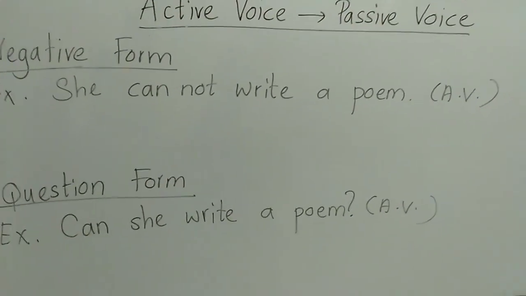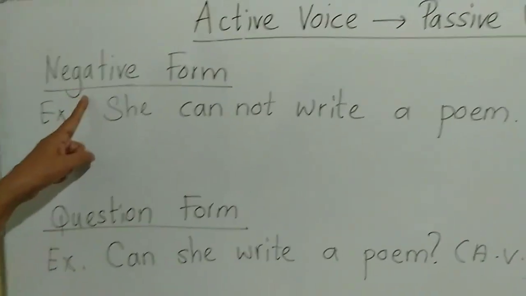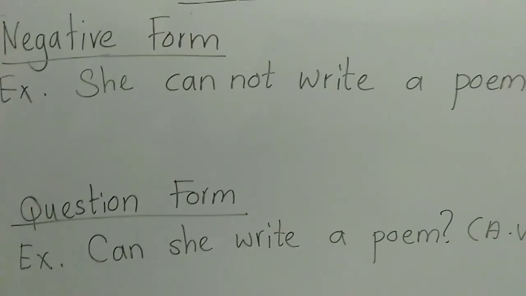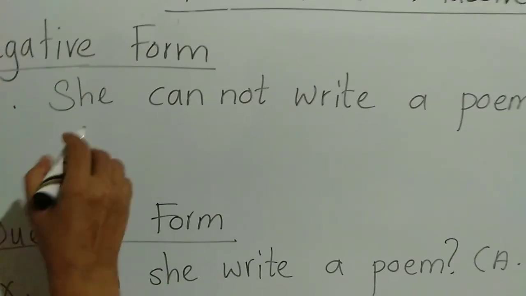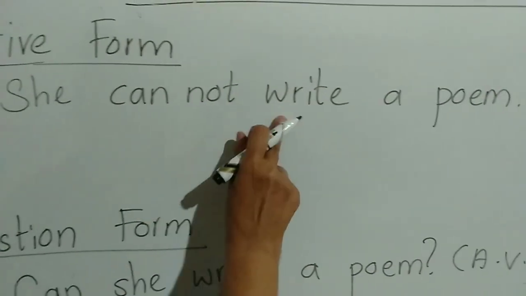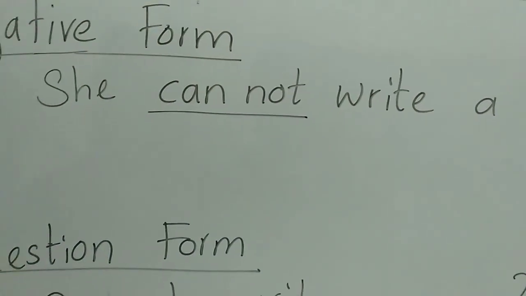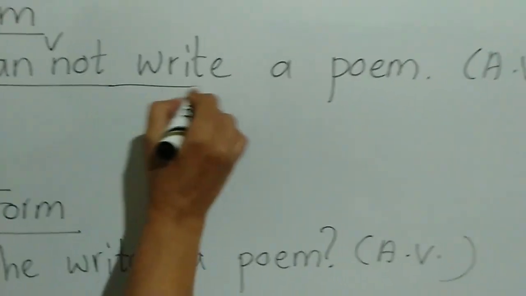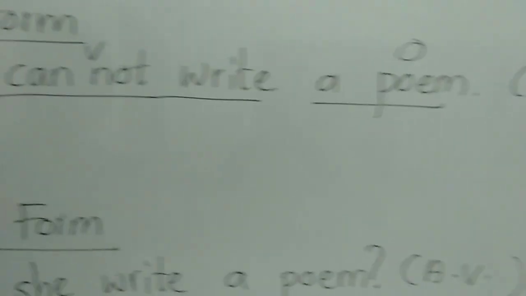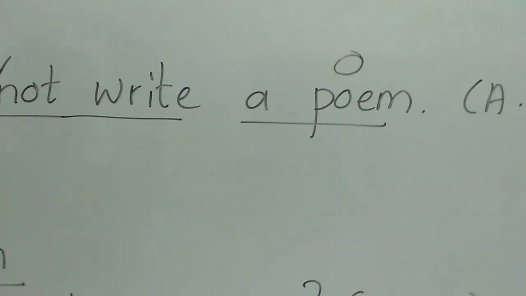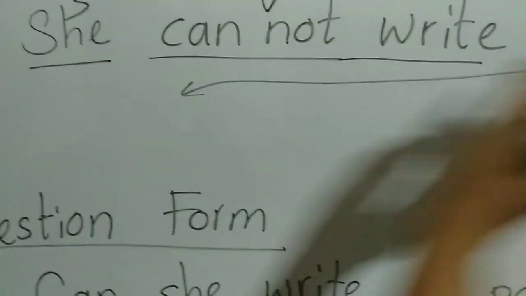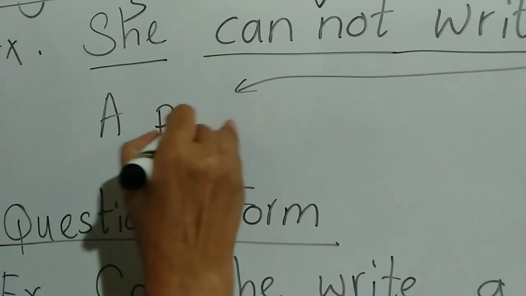Okay, let's move on to negative form of passive sentence. How the negative form is formed in passive. She cannot write a poem. Here negative form gives here subject, verb, object. She cannot write a poem. Then we take as usual the object here, a poem.